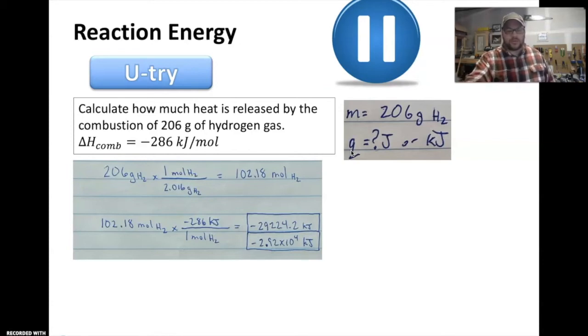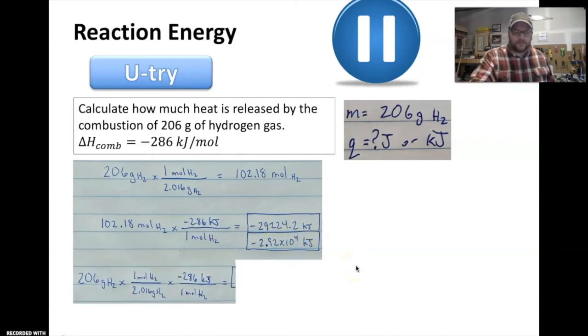So why am I expressing it in kilojoules, not joules? Up here I said Q in joules or kilojoules. I kind of reserve the right to do either one based off of the scale of the number. This is a pretty darn big number as it is, so we're just going to stick with kilojoules here.